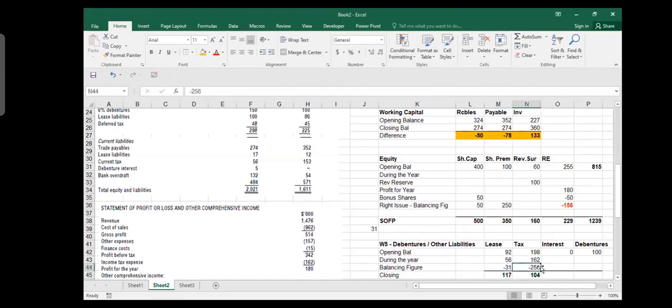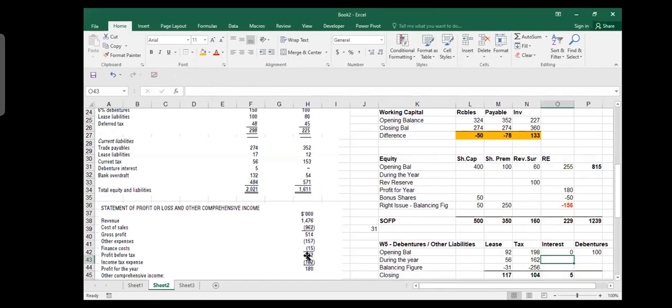And then you go back to your interest. Your interest has zero opening balance. The debenture interest is zero. And then the closing balance is 5. But you paid something during the year. If you come back to your income statement, it says finance cost 15. So when you started, you did not have any interest liability, and during the year your interest expense is 15.